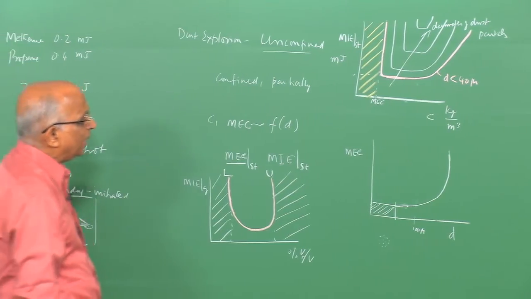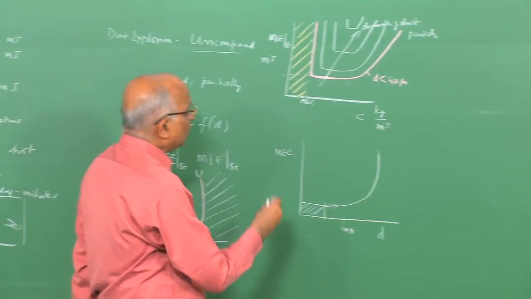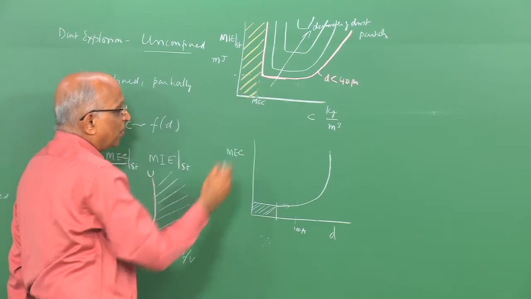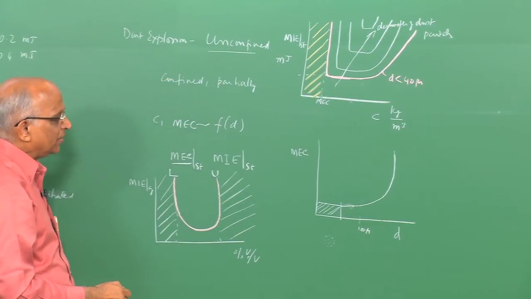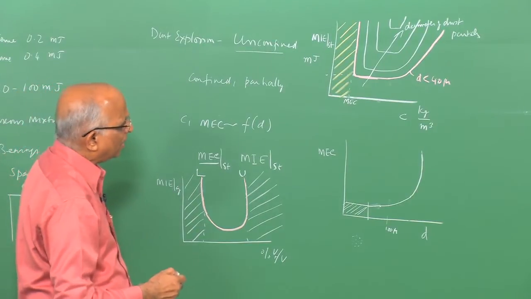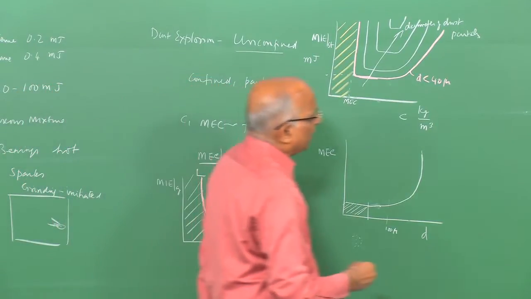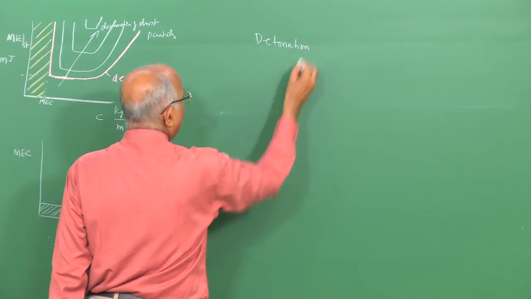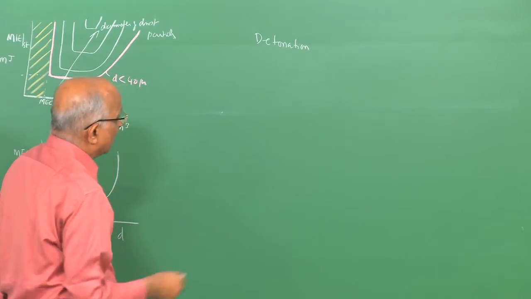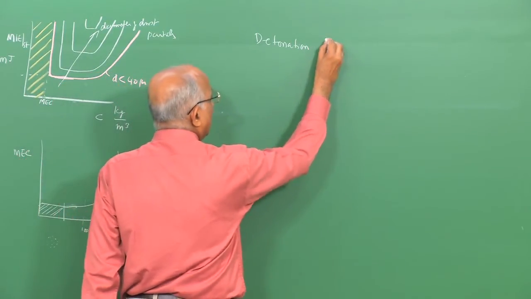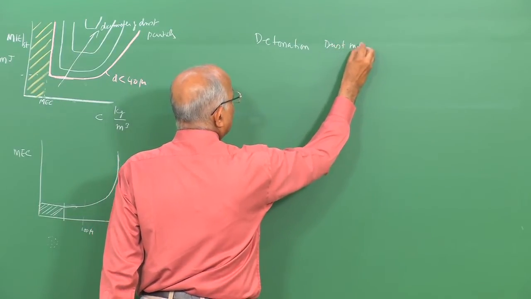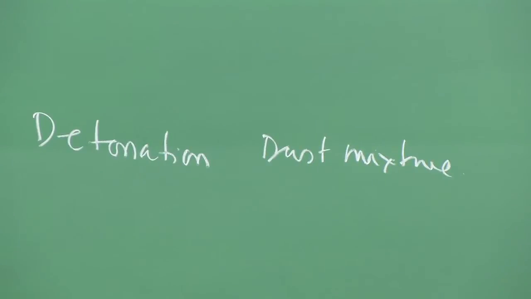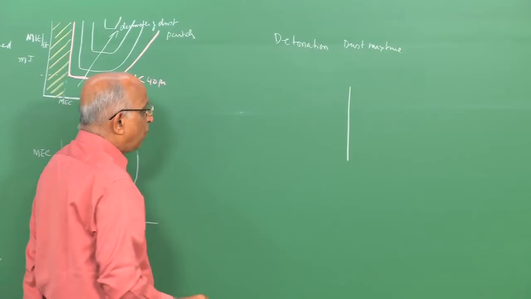It's time to go forward and see whether we can also get some figures for the maximum pressure, the maximum violence of the explosion involving dust mixtures. But before we do that, let's spend a couple of minutes on detonation, which is much more violent than burning or a flame in a dust mixture. Is detonation in a dust mixture possible? If it is, then in the one-dimensional model of a detonation, we should be able to form a shock wave.